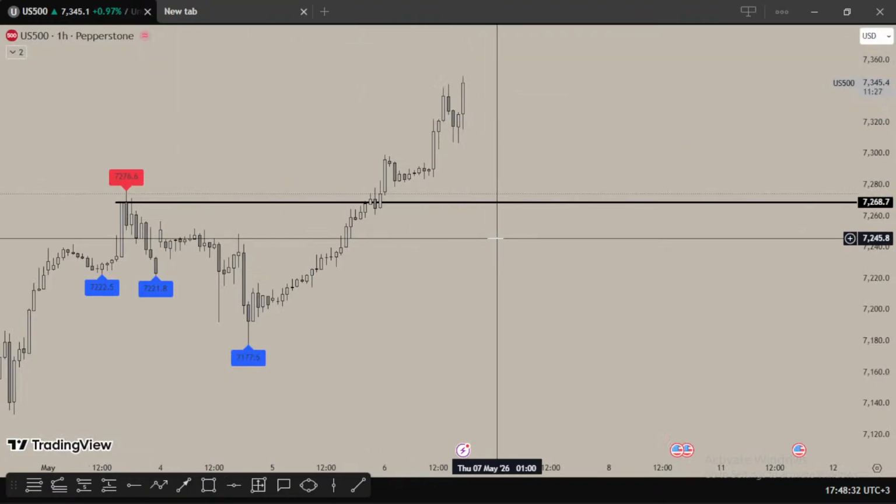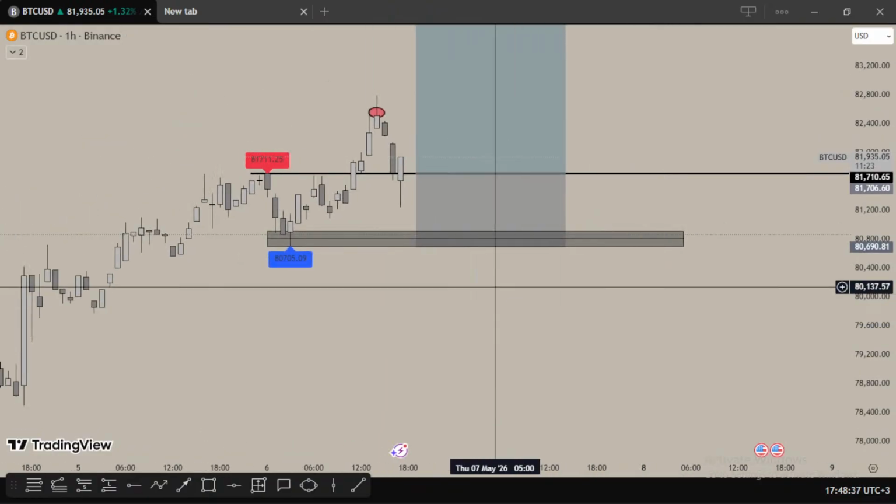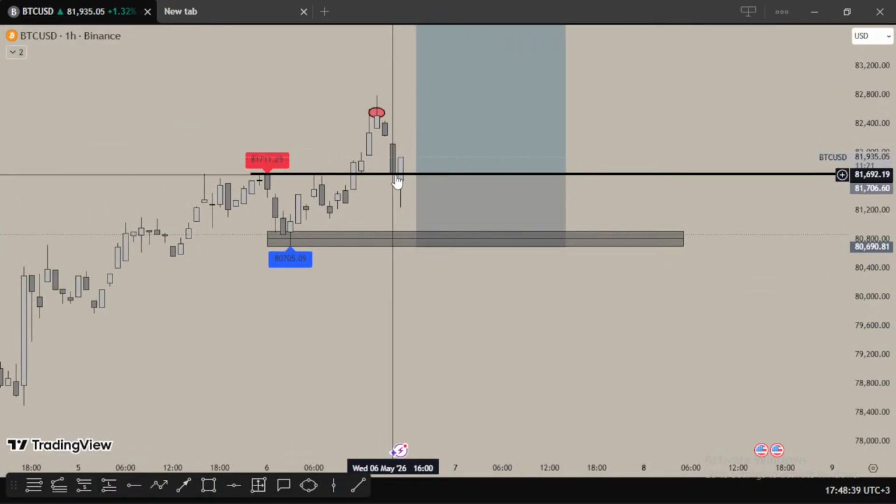Same to US 500. I was waiting for a correction to this level, it didn't happen. Back to now, you can clearly see what Bitcoin is doing. So at this point, I just want to open my phone and start doing the math to see how much I'll risk.